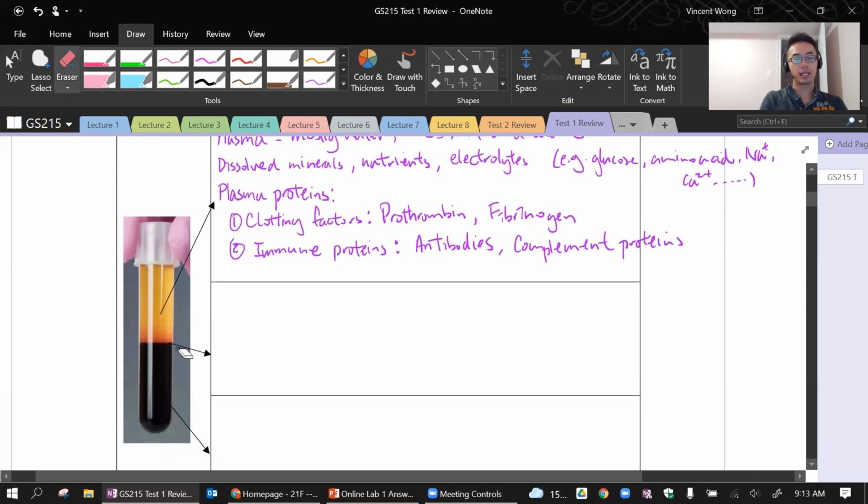Here, this is specifically looking at this cloudy interface, right? That's the buffy coat. That's where you will find the white blood cells and platelets. As you know, there are many different white cells. I'm not going to list them again because I think I have another question coming up later. But these make up about 1% of blood.